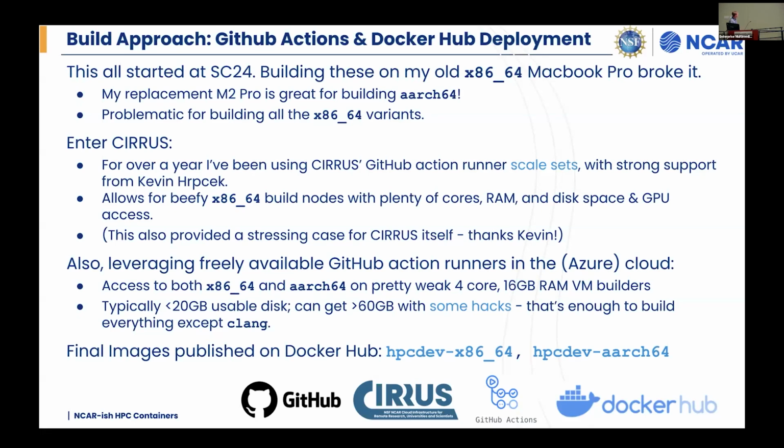More on that in just a second. That gives me access to x86_64 and ARM. They're fairly weak nodes. They're 4 cores on a VM with 16 gigs of RAM.